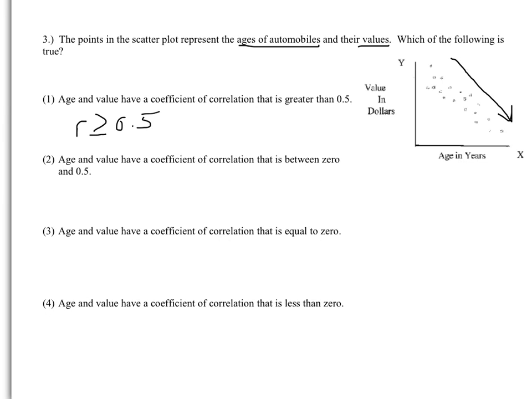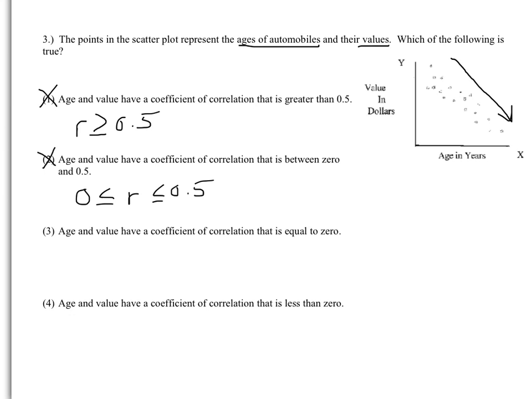Let's take a look at number 2, where my coefficient of correlation is between 0 and 0.5. So 0 is less than r, which is less than 0.5. This still describes a positive correlation, but it's going to be a weak correlation. So I don't think 1 or 2 would describe this scatter plot.